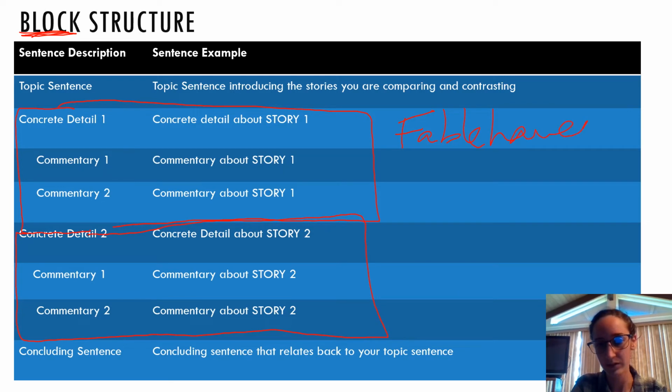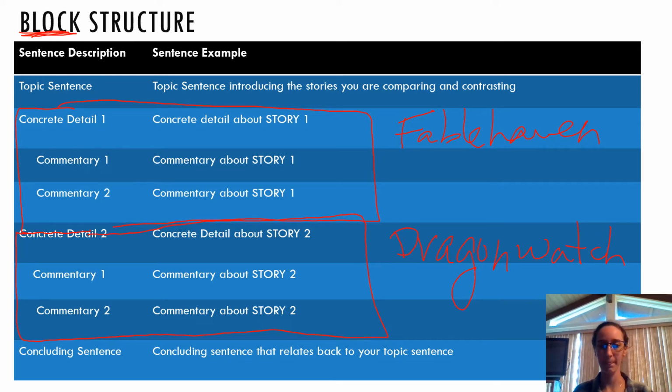Fablehaven in that first chunk, and then I would talk about Dragon Watch in that second chunk. So that's a block structure. And then your topic sentence and your concluding sentences stay the same, regardless of what structure you want to do.